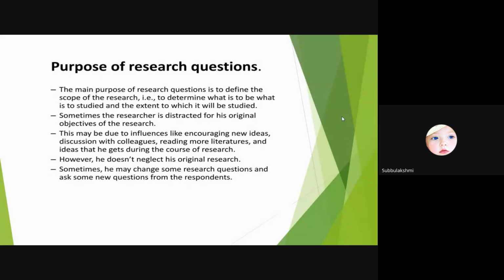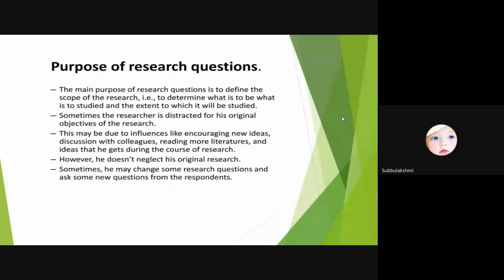So the main purpose of the research question is to define the scope of the research, to determine what is to be done and to what extent it will be done. These two are the main factors that contribute to the research question.